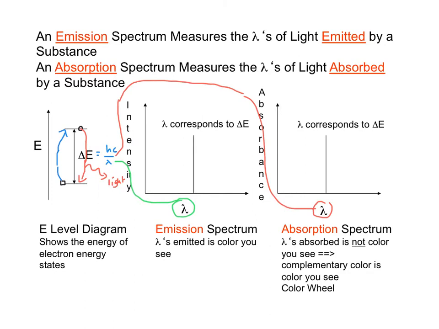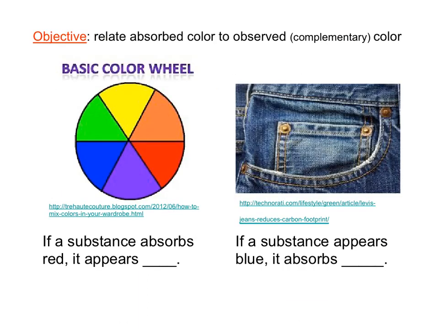The wavelength of light absorbed is not the color you see. The color you see is its complementary color. See the color wheel. So here's the color wheel. The color on the opposite side is its complementary color. For example, the complementary color of yellow is violet. So stop the video and fill in the blanks in these two examples.